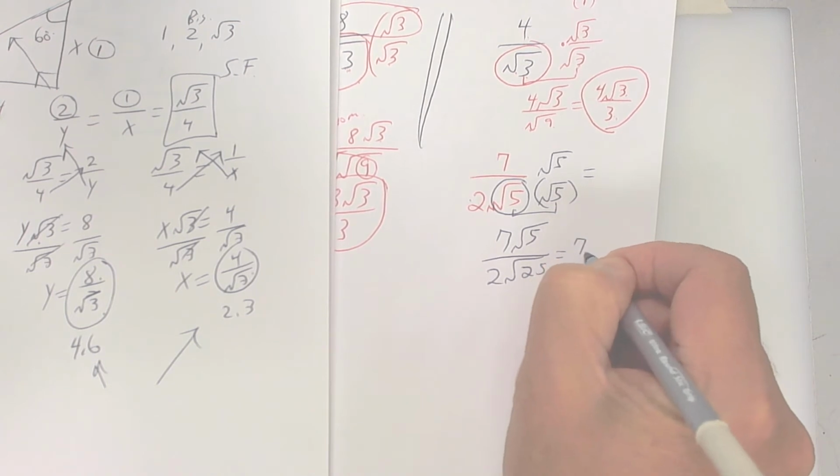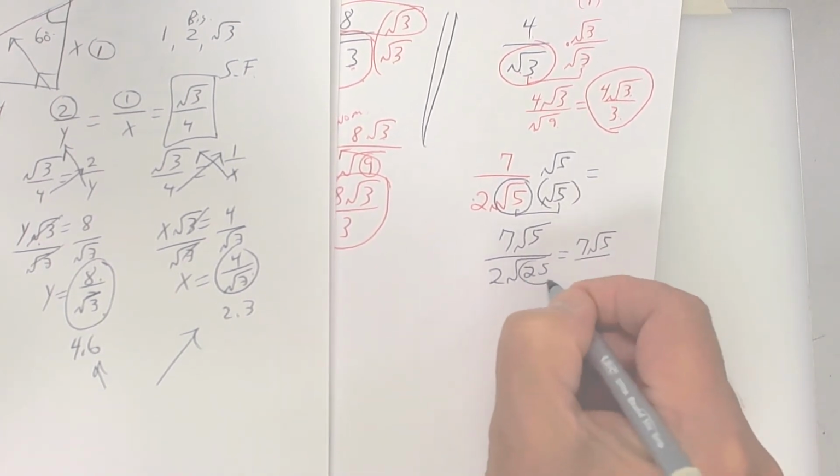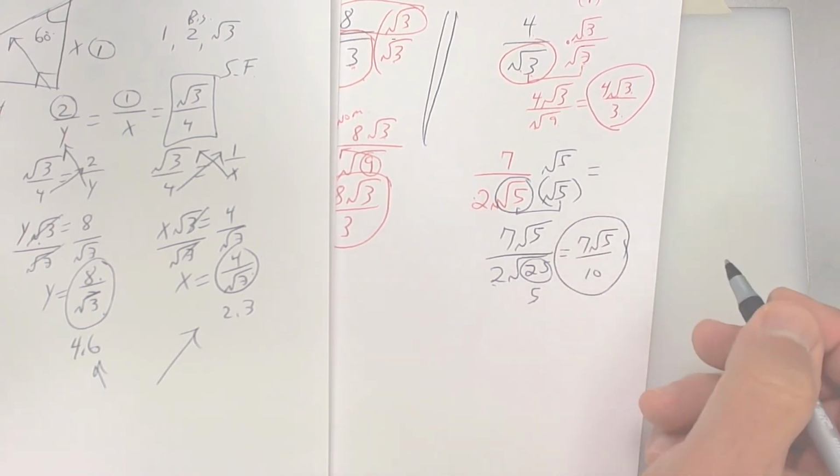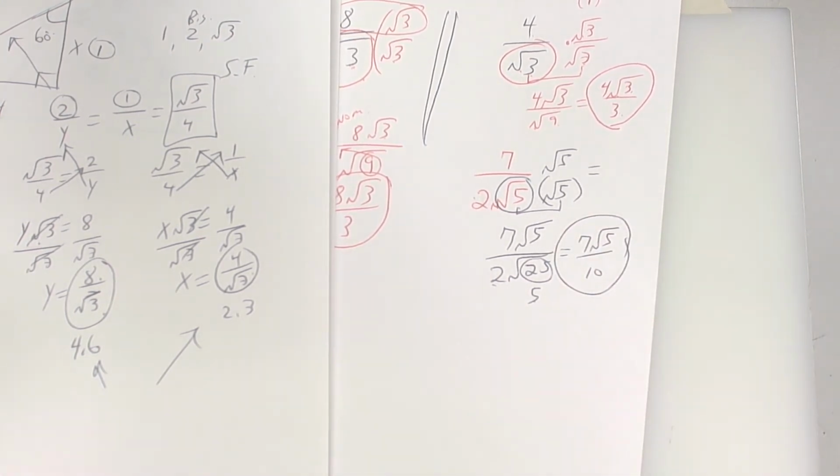And so you're going to get 7 square root of 5 over the square root of 25, which is 5, times 2 is 10. That's your answer. That's how you rationalize your denominator.